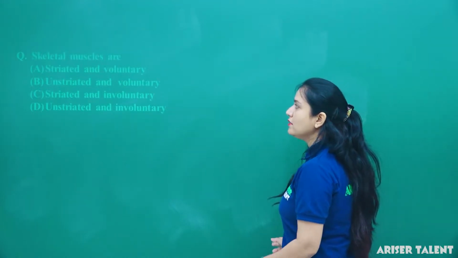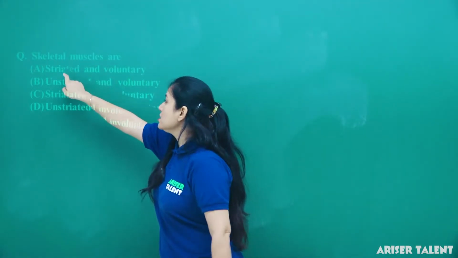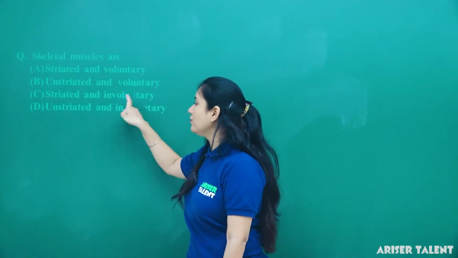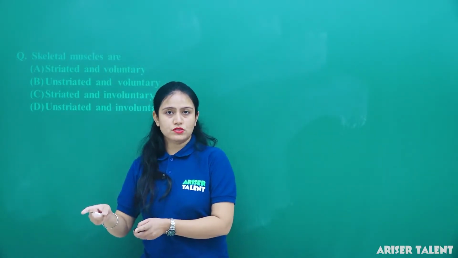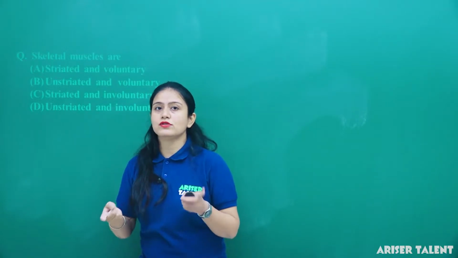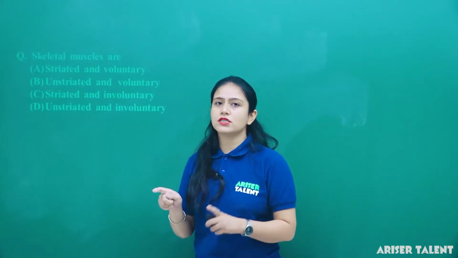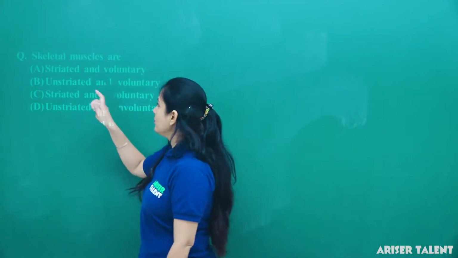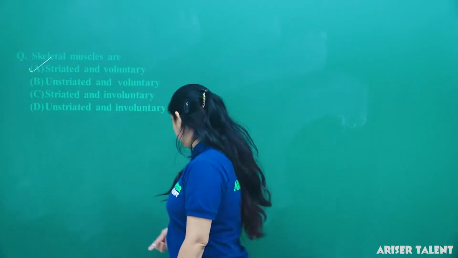Next: skeletal muscles are. We all know skeletal muscles are attached to the bones and they are under our control. The options are striated and voluntary, unstriated and voluntary, striated and involuntary, unstriated and involuntary. As I told you, skeletal muscle means those attached to the bones, and they are under our control. So definitely they will be voluntary muscles, and if we talk about the structure, then they are striated. So the option will be striated and voluntary. Clear? Because they are striated in structure and voluntary because they are under our control.